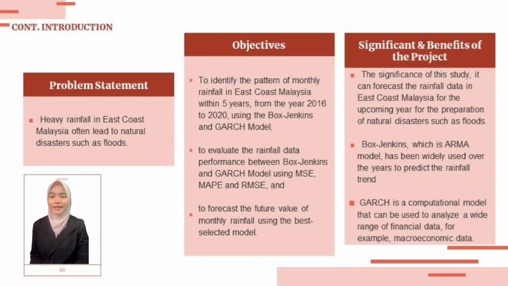The significance of this study, it can focus the rainfall data in East Coast Malaysia. Box-Jenkins, which is the ARMA model, has been widely used over the years to predict the rainfall trend. GARCH is a computational model that can be used to analyze a wide range of financial data.